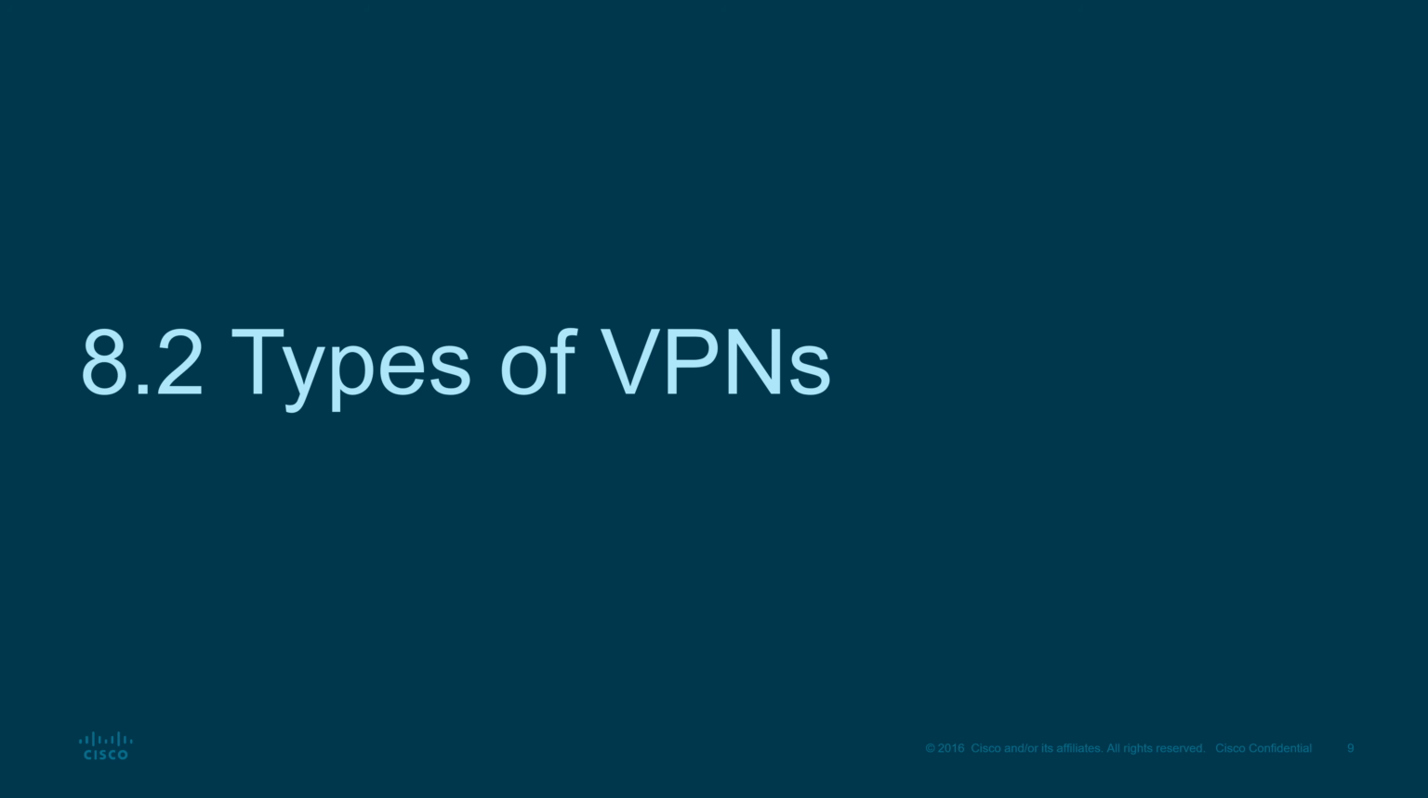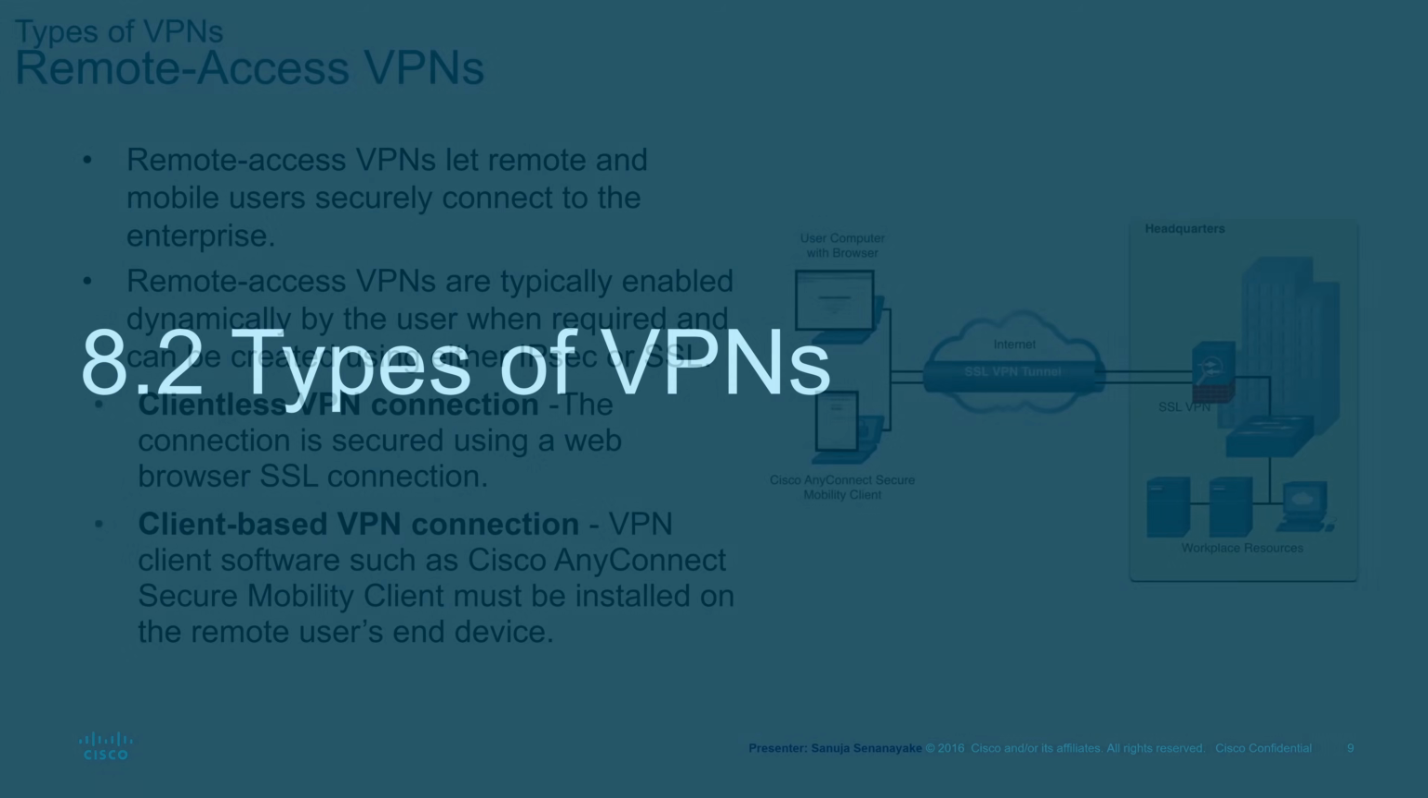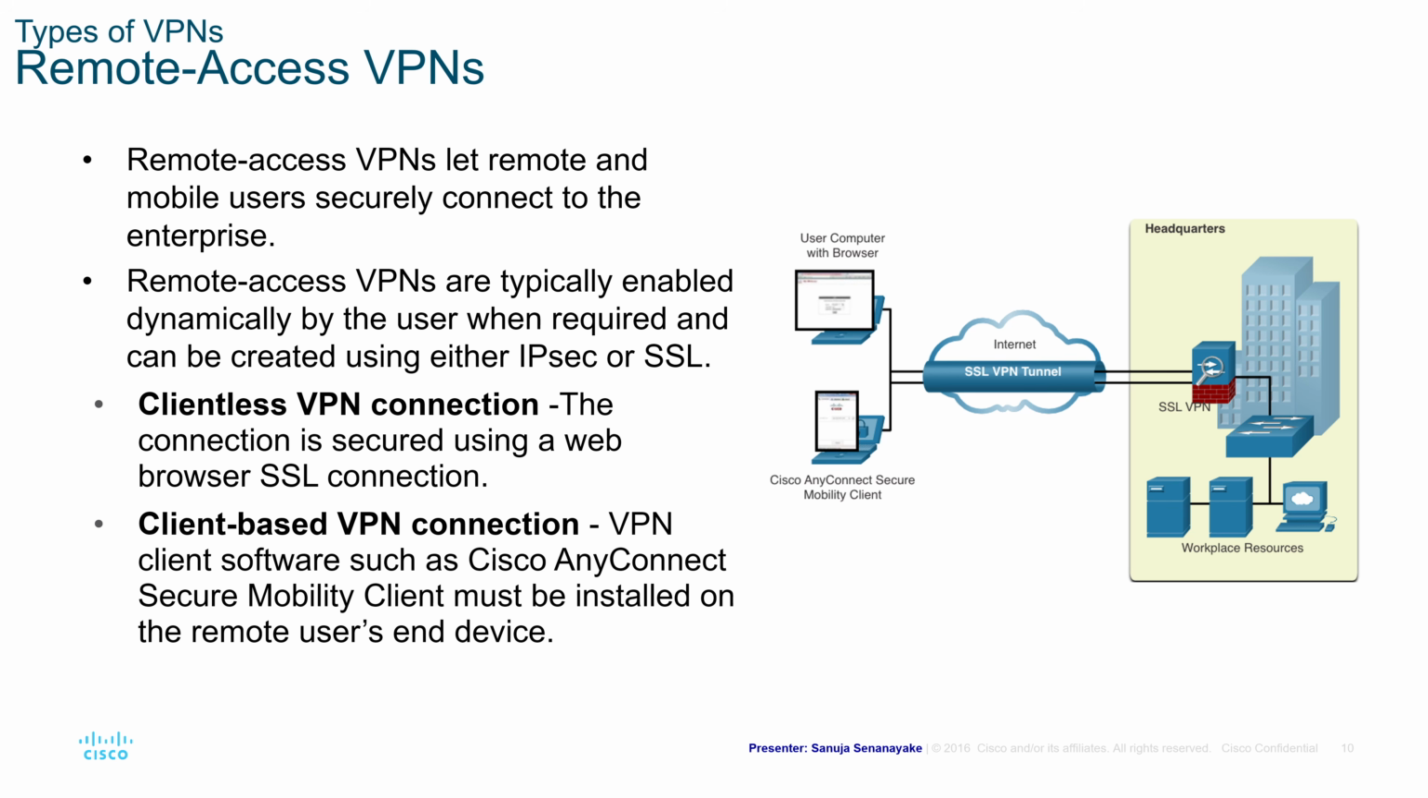Types of VPNs. Remote access VPNs. As I mentioned previously, briefly, remote access VPNs let remote and mobile users securely connect to the enterprise network. Remote access VPNs are typically enabled dynamically by the user when required and can be created using either IPsec or SSL. So typically it's dynamically created. When the user needs to have the VPN connection, they can just connect it.